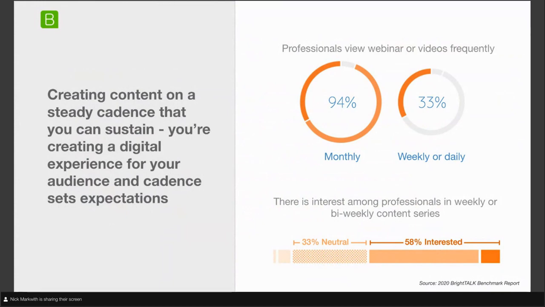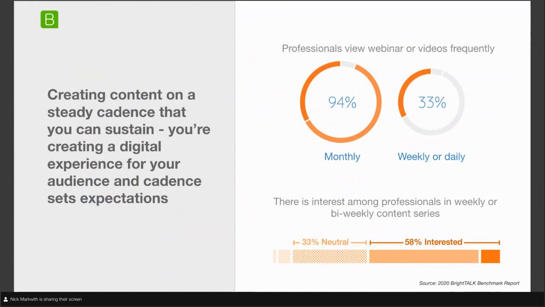What we're starting to see is that professionals are viewing content on a very steady cadence. Over 94% are viewing monthly, and 33% are viewing weekly or daily. That's a huge amount of content that they're viewing. And there's an opportunity for you to be a part of that learning journey and help bring them into your customer journey.